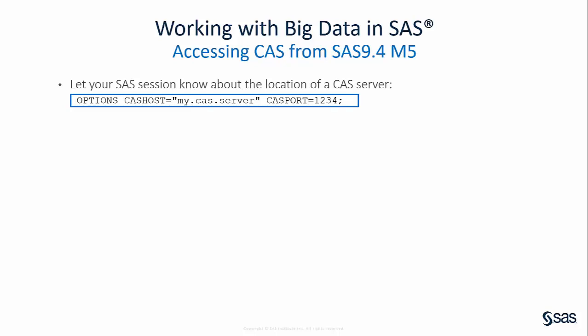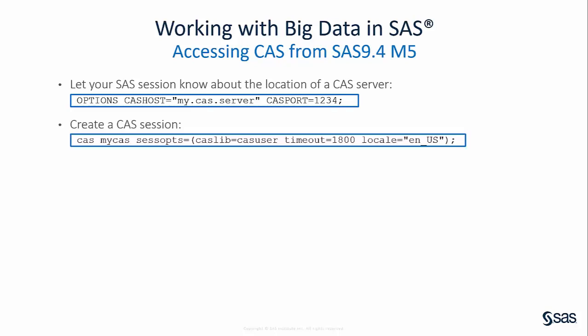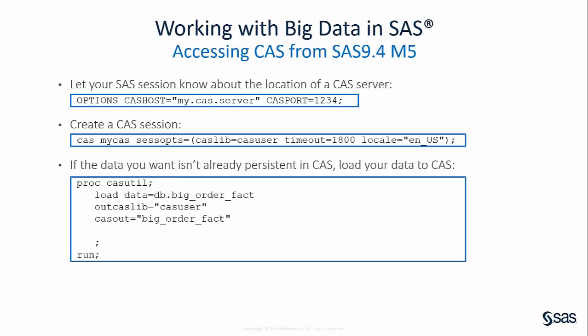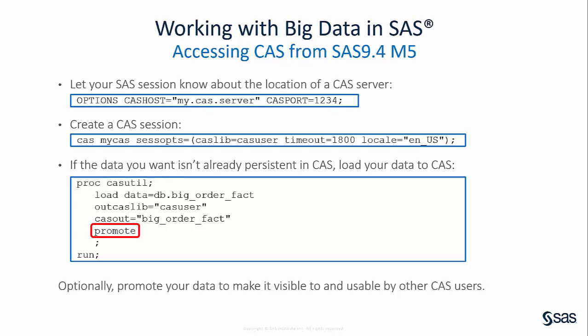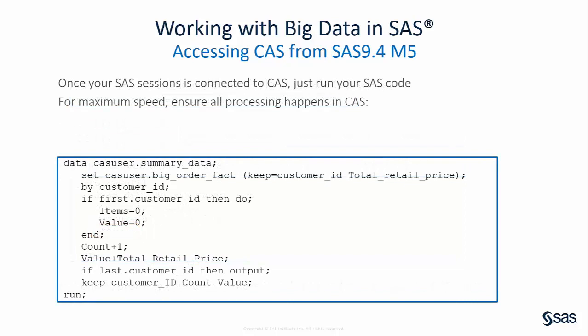You set up a little option to let SAS know how to find the SAS server. This is in SAS 9.4 M5. Use a SAS statement to create a named SAS session, so to speak. If the data you want isn't already in SAS, you can load your data up to SAS pretty easily with a thing called proc SAS util. Here I'm loading my big order fact table up into the SAS session. And if you use this promote statement, you don't need to, but if you do, that makes that data available and visible to other users on that same server.